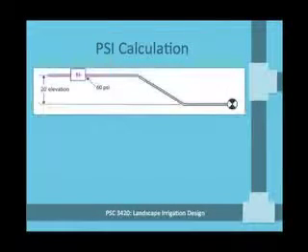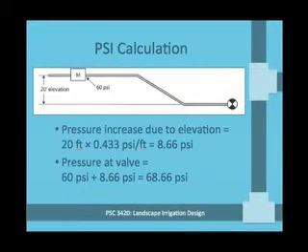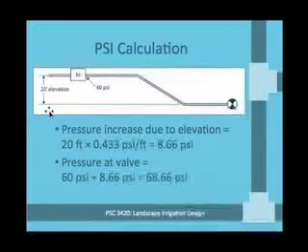This example is similar to one that we've already done, except now the valve is lower than the water meter. So what's the static pressure going to be at the valve in this case? Because the valve is lower and because there is an effective elevation here, the pressure is going to be increasing. And we see over here that the elevation difference is 20 feet.